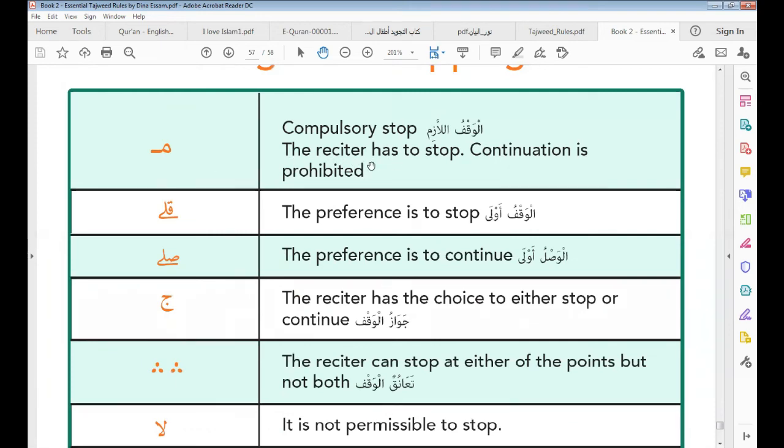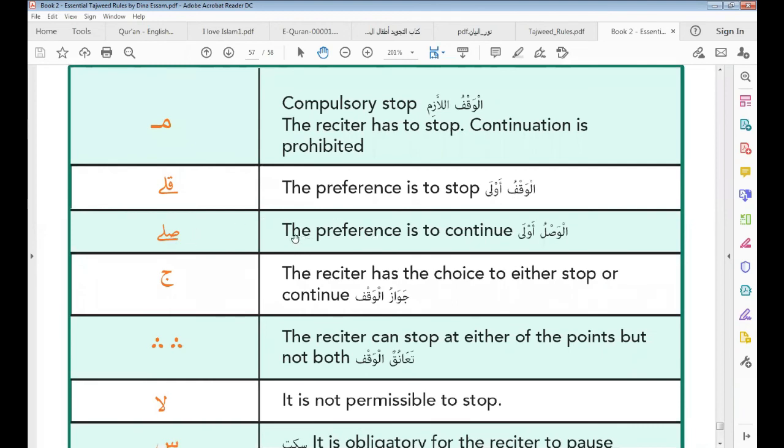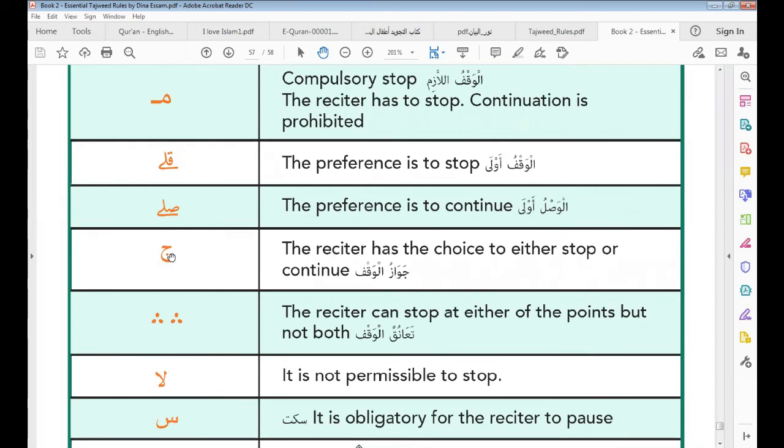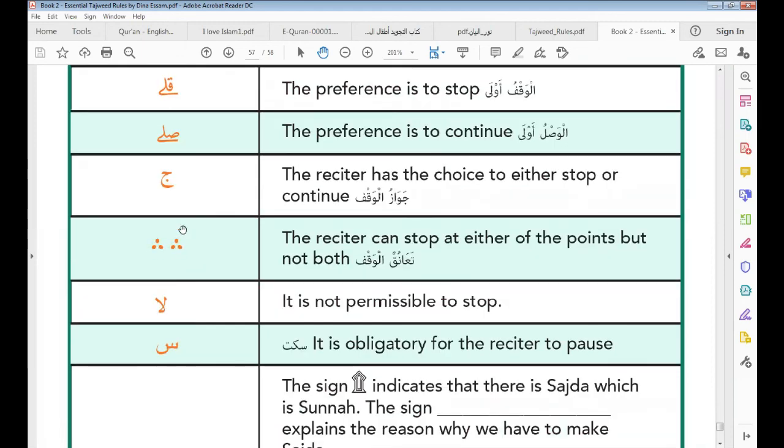We can't carry on. This one, clearly, the preference is to stop, but it's 50-50. You can carry on or you can stop, but the preference is stopping. Slowly is the opposite. It's preferred to carry on or continue. Jim, it's 50-50. The reciter has the choice if he wants to stop or continue. With these three dots, if you stop at the first one, you have to link at the second. If you stop at the second, you link at the first one. So the reciter can stop at either of the points, but not both of them.